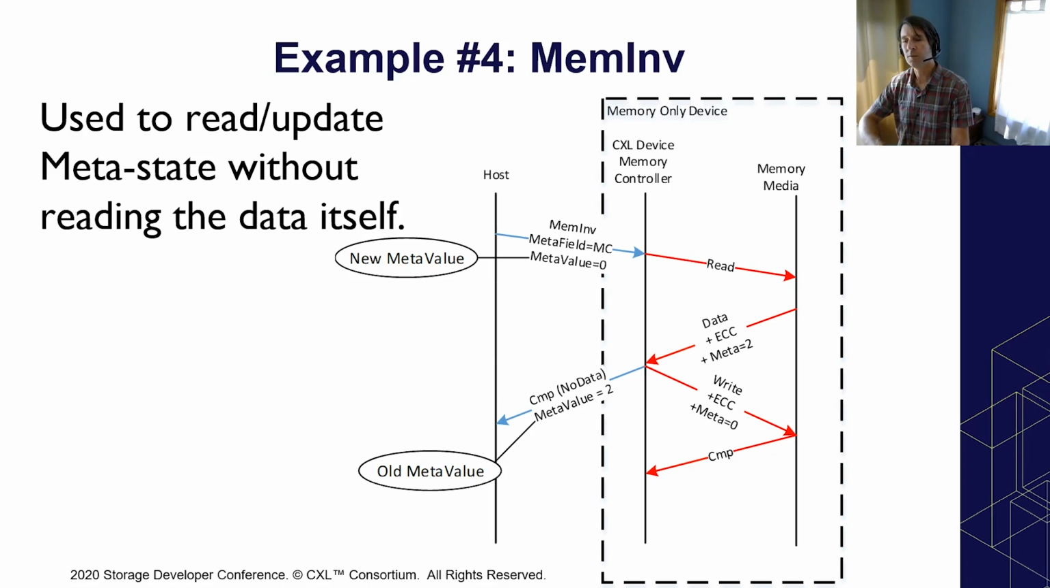So you can see it's very similar to the prior flow, where the device receives a request with a new meta value indication. The device would read the media, get the data and ECC back, get the metastate back. And in this case, once we get the metastate back, we're going to return the old meta value in the completion message. This completion message doesn't have data, it goes on the NDR channel. And the memory device then will turn around and update the meta value with the new value that was indicated.